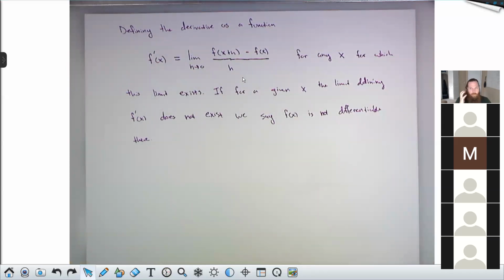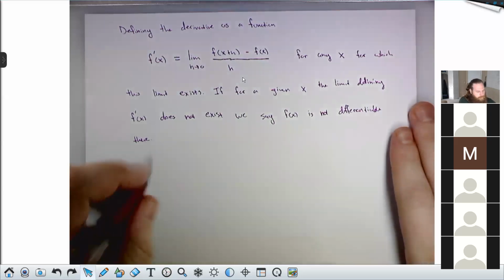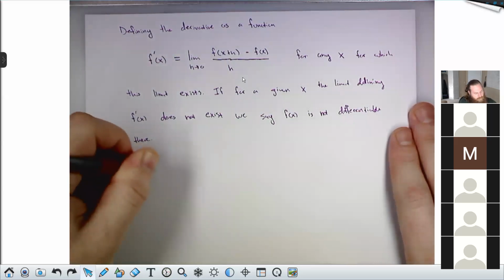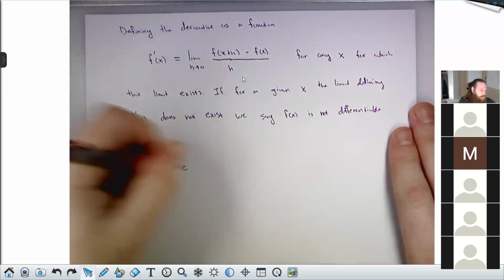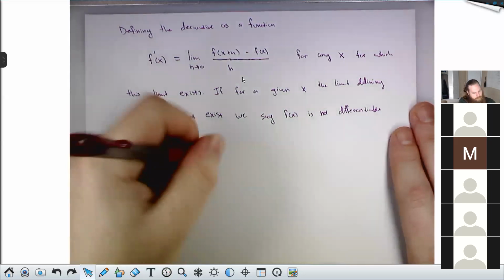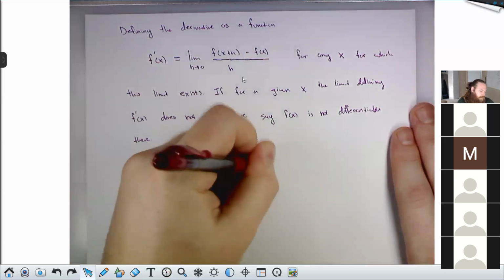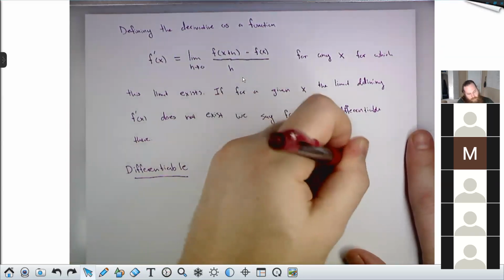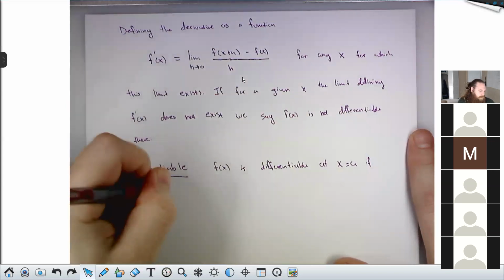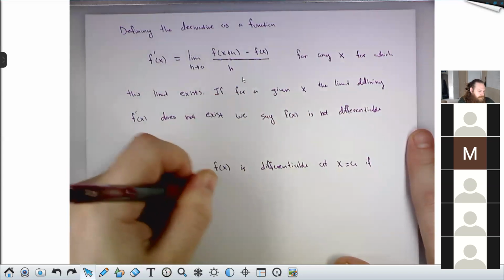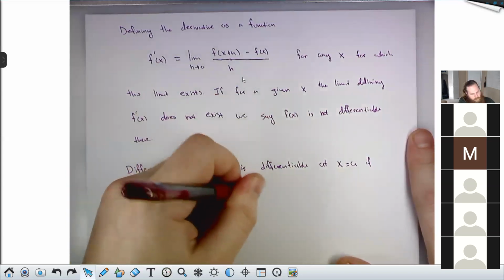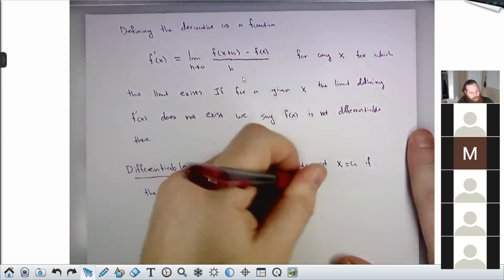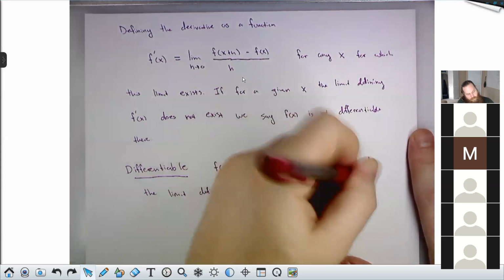And differentiability is a big deal. So the key word here is differentiable. f of x is differentiable at x equals a if the limit defining f prime of a, which is the limit as h goes to zero of f of a plus h minus f of a all over h, exists.